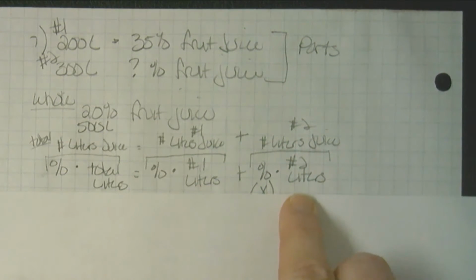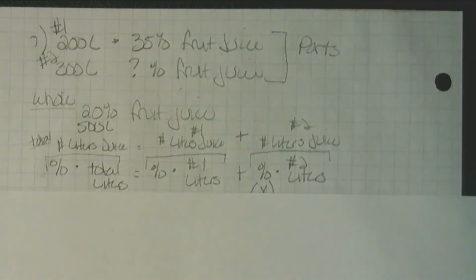If I do the same thing in number 2, I multiply that percentage of fruit juice times the total number of liters, that 300, that would give me how many liters of the 300 are actual fruit juice. How many of you guys are okay with just that basic idea? So we're just measuring the amount of fruit juice in each bucket, and we're using our percentages of the total fluid to figure out the amount of liters of just the fruit juice.